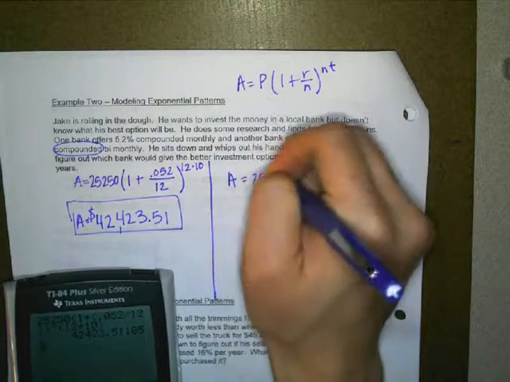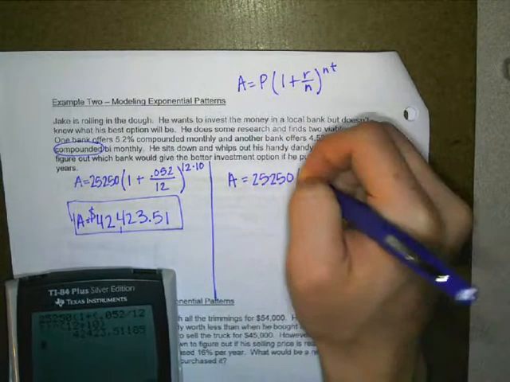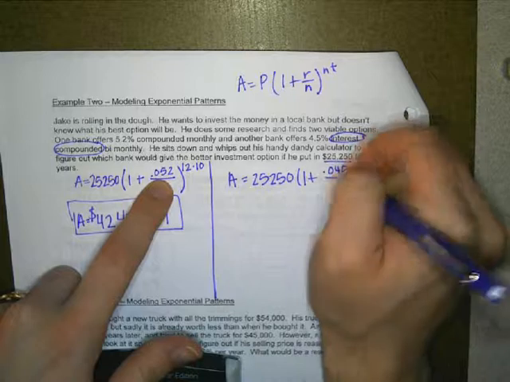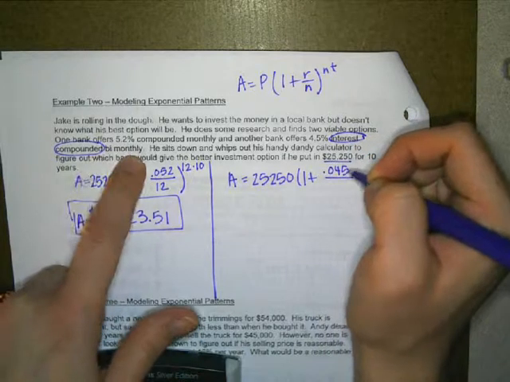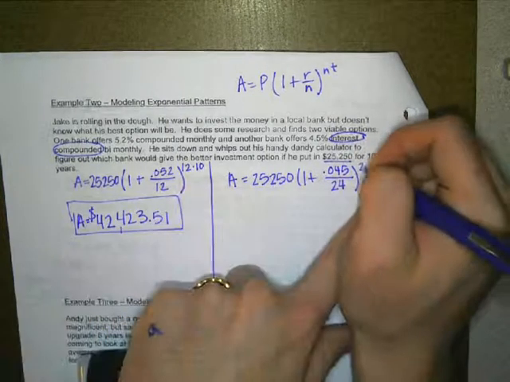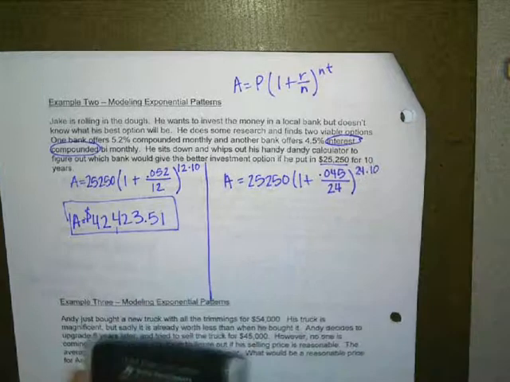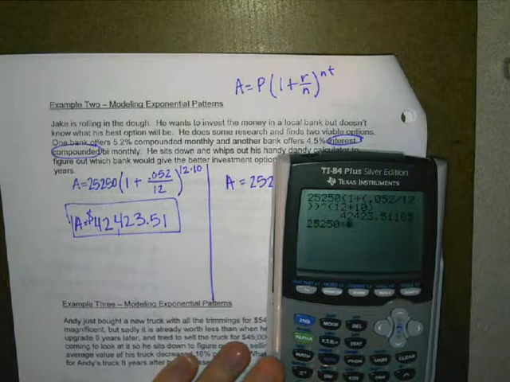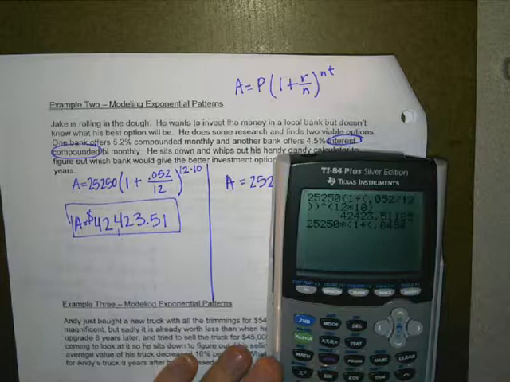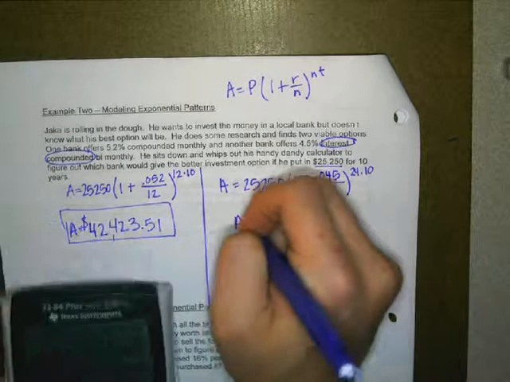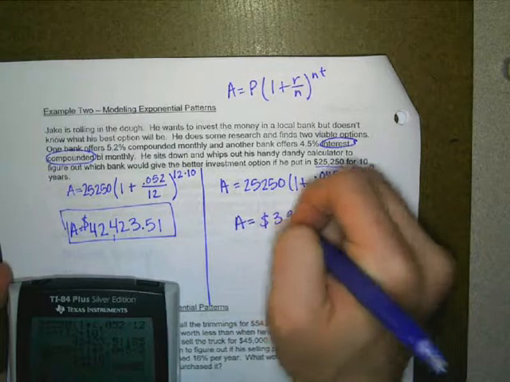25,250. And now we have a different interest rate. So we have 0.045 over, now it says bi-monthly, so that's twice a month. So that's going to be 24 times. And we have 24 times 10 in the parentheses, in the exponent. We'll do the same thing. 25,250 times 1 plus 0.045 divided by 24 to the 24 times 10. You end up getting 39,583.20.